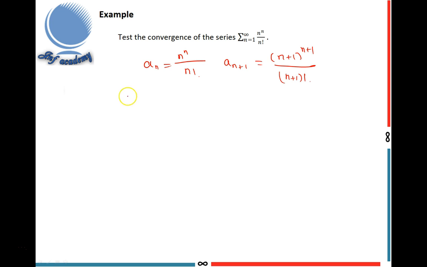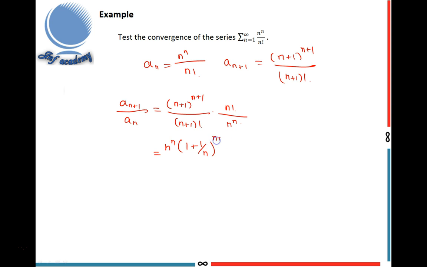Next, I find the values. Here all the terms are positive, so we don't need the absolute value sign, the modulus sign. Okay, an plus 1 by an equal to (n plus 1) whole power n plus 1 by (n plus 1) factorial into n factorial by n power n. I write this term, take n outside, I get n power n into (1 plus 1 by n) whole power n plus 1.